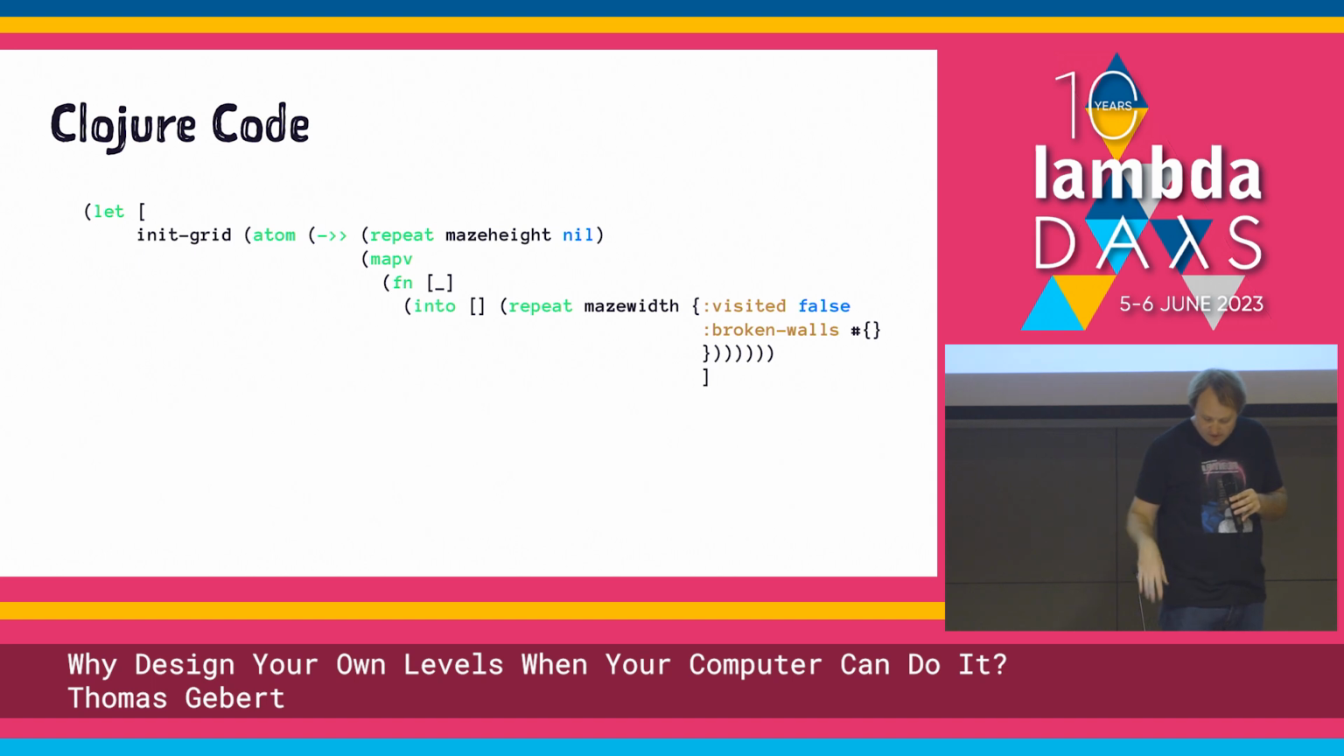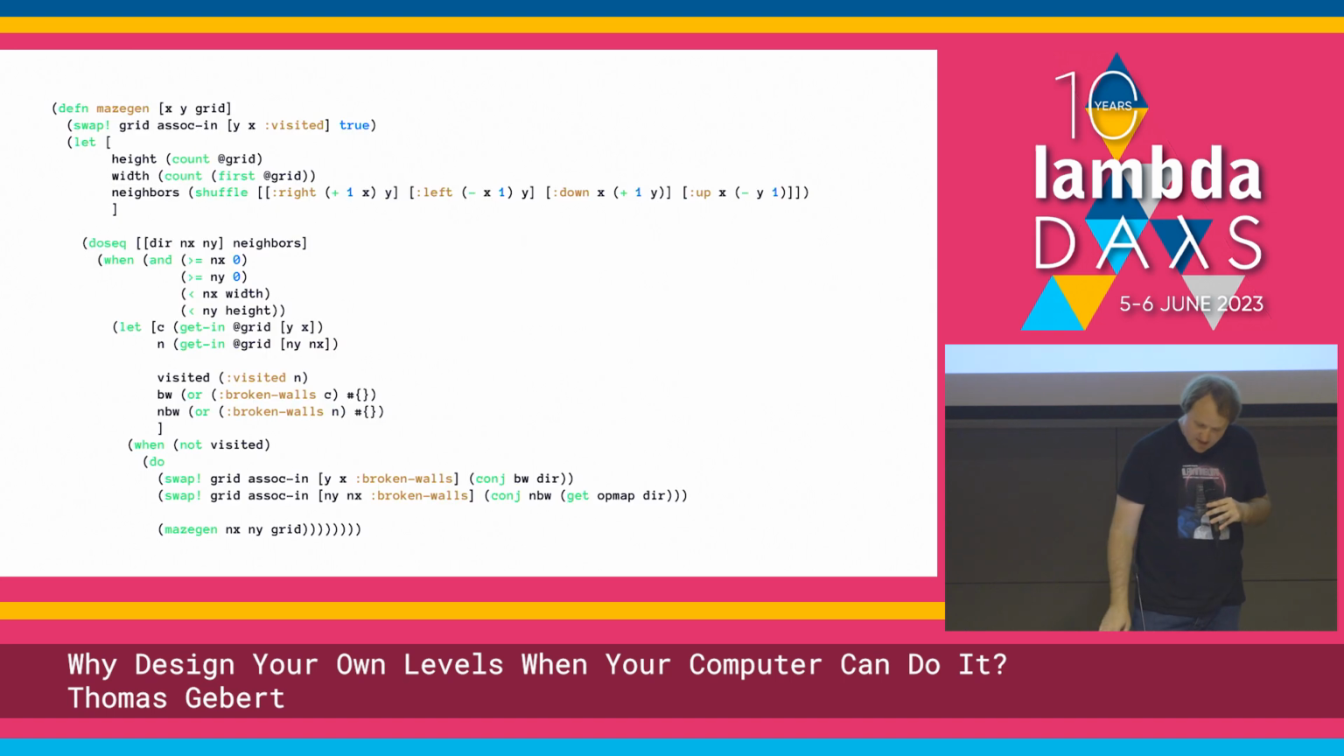Or exactly once. So we can do this with Clojure or ClojureScript pretty easily. I'm doing this mutably because I'm not a good person. But basically we just generate sort of a grid, a 2D array or 2D vector here of objects that have a visited flag and the set of broken walls inside there. And this is the actual maze generation algorithm. It might be a little bit scary, but it's not.